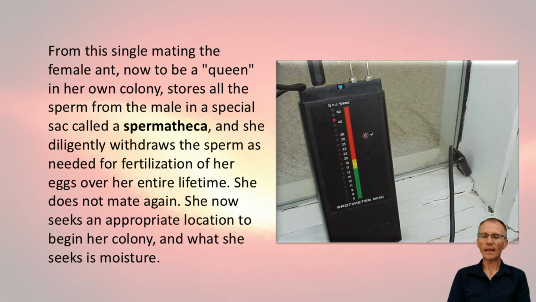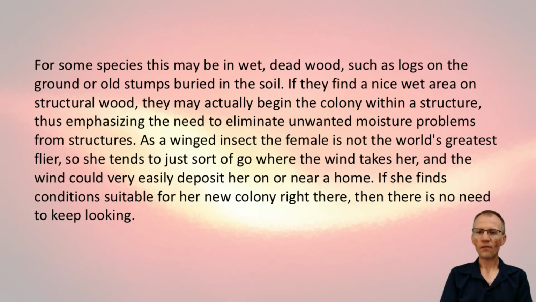From this single mating, the female ant, now to be a queen in her own colony, stores all the sperm from the male in a special sac called the spermatheca, and she diligently withdraws the sperm as needed for fertilization of her own eggs over her entire lifetime. She does not mate again. She now seeks an appropriate location to begin her colony, and what she seeks is moisture. For some species, this may be in wet, dead wood, such as logs on the ground or old stumps buried in the soil.